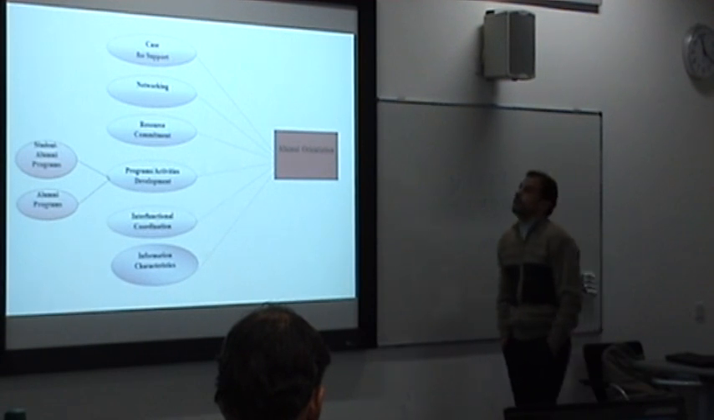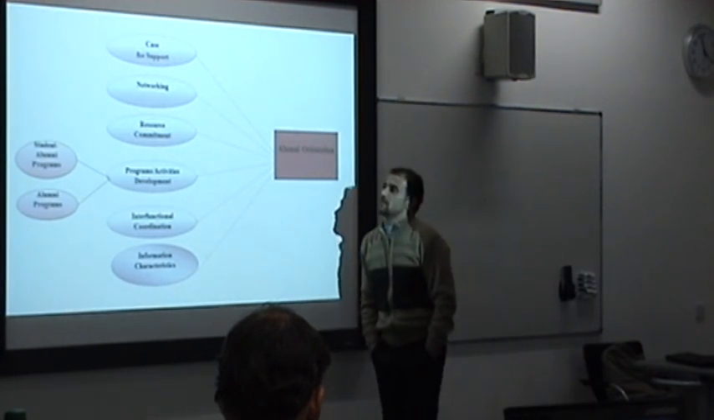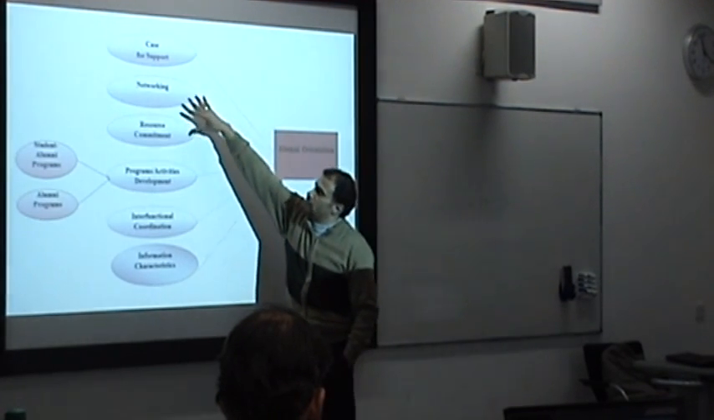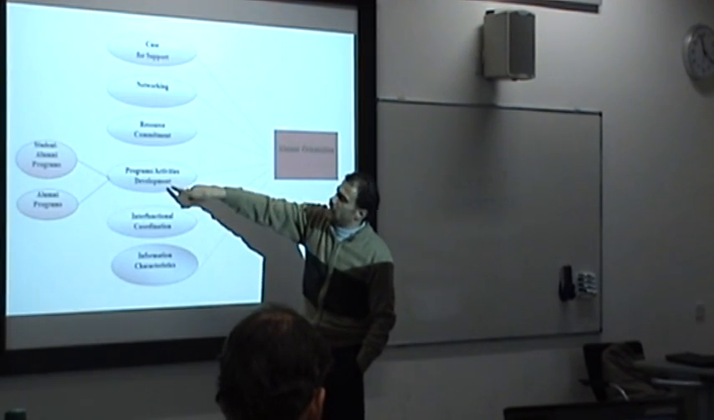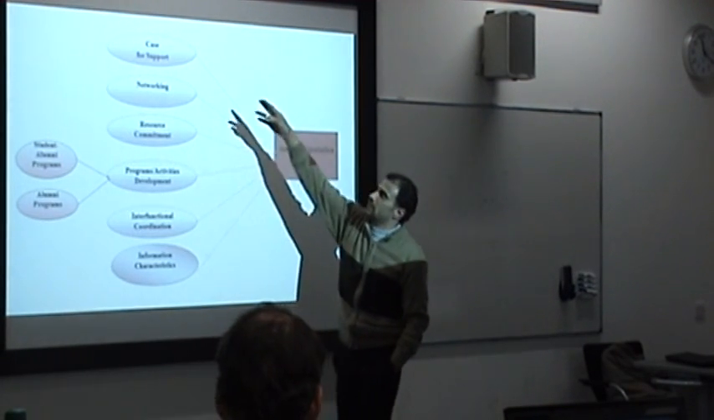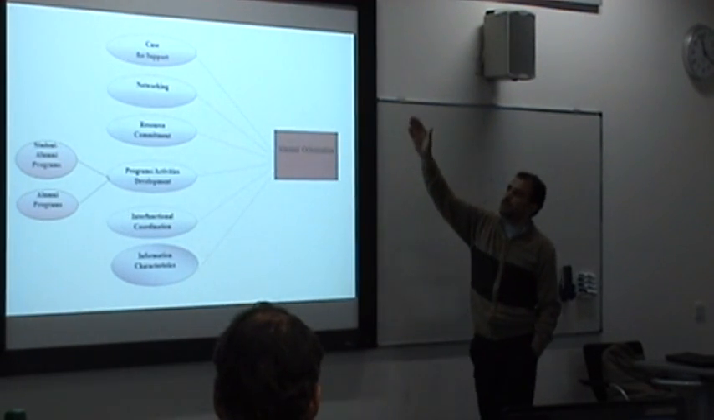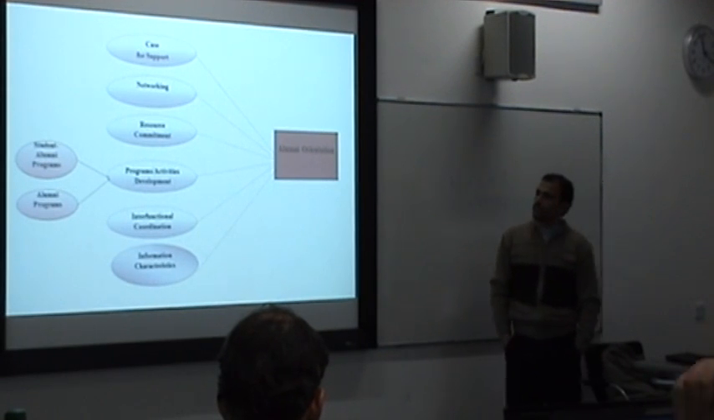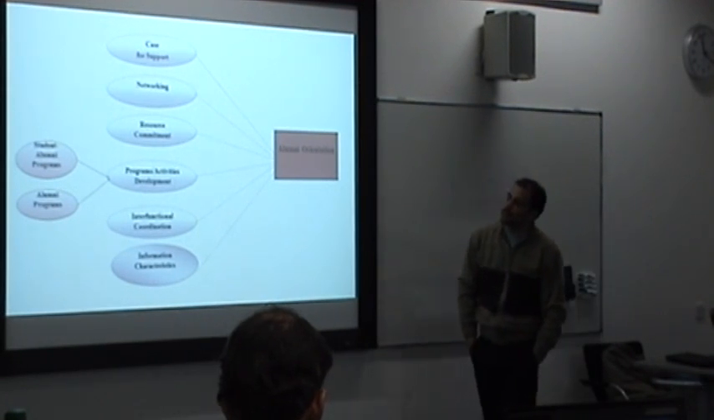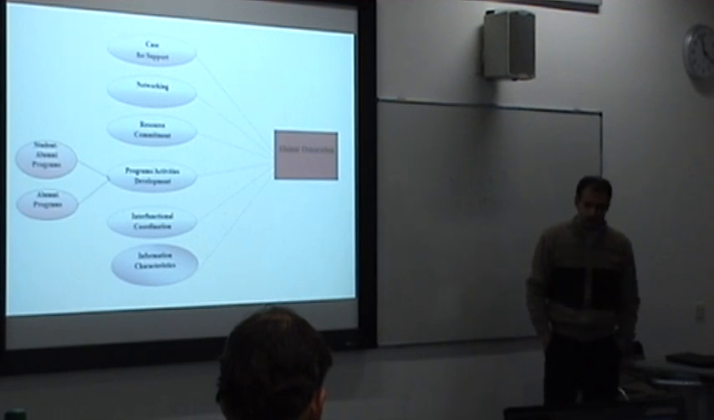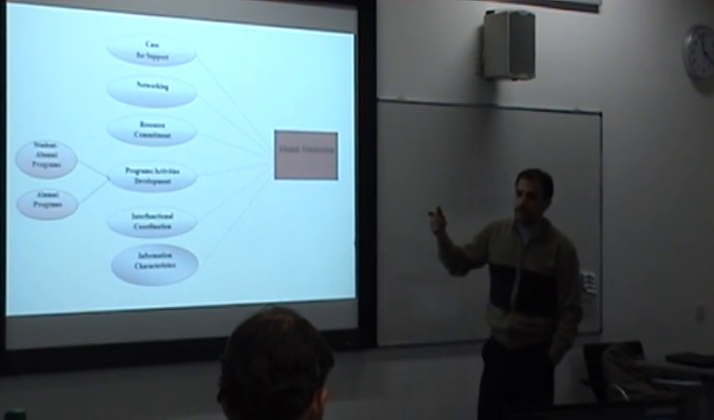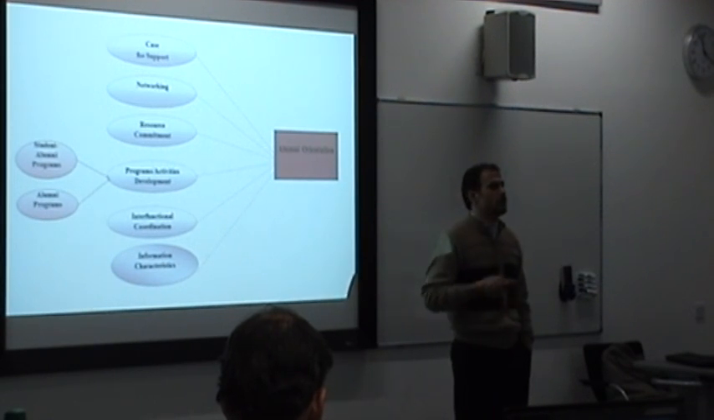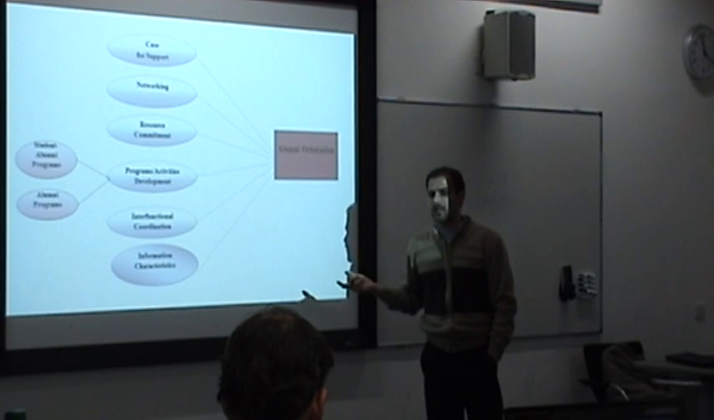Now, for alumni, it is also conceptualized as a type 3 formative construct, which consists of reflective and formative first order factors, and these are case for support, networking, resource commitment, programs activity development, interfunctional coordination, and finally information characteristics. Now, in the following slides, I will talk about the statistical procedures that I have used to validate each construct.